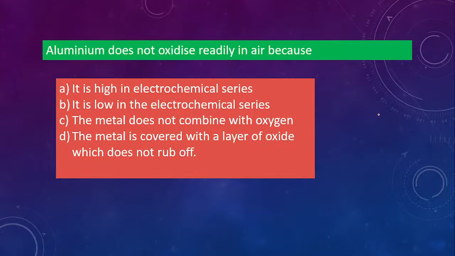Aluminium does not oxidize readily in air because: option A, it is high in electrochemical series; option B, it is low in electrochemical series; option C, the metal does not combine with oxygen; option D, the metal is covered with a layer of oxide which does not rub off. So what will be the option here?